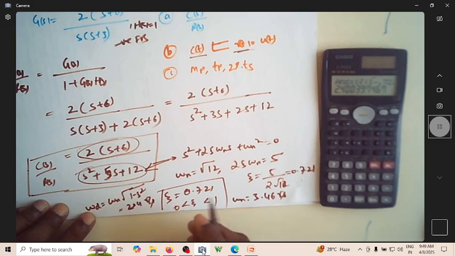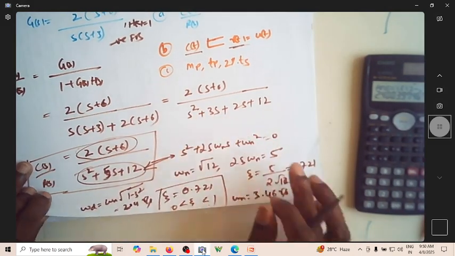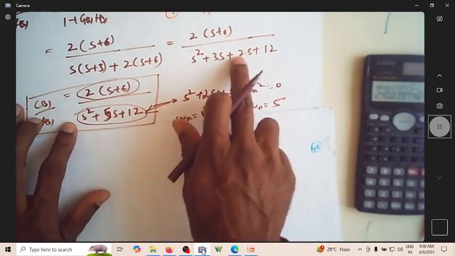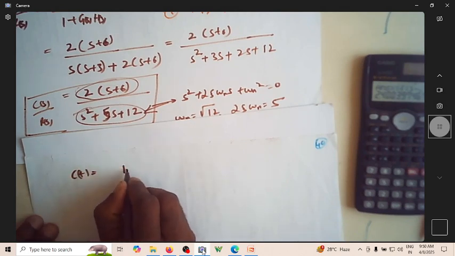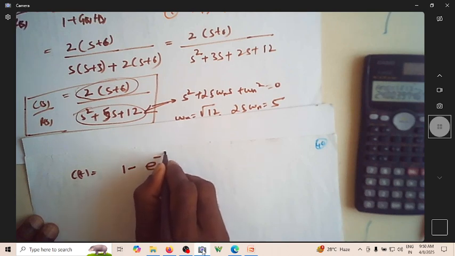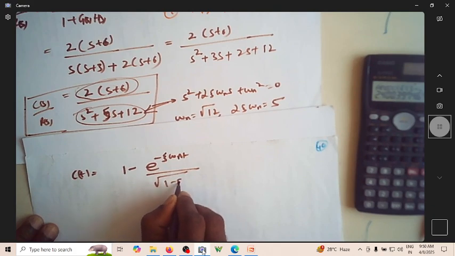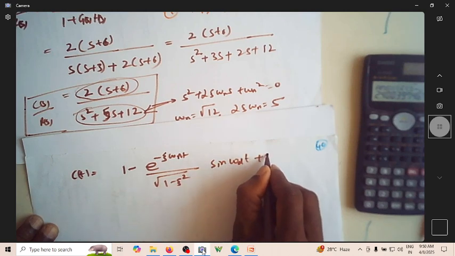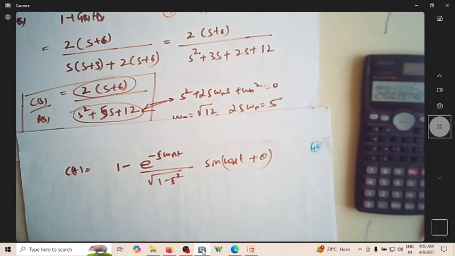This is omega d. Now for a second order system, C of t is given by 1 minus e power minus zeta omega n t by under root of 1 minus zeta square, sine omega d t plus theta. This is my expression for C of t for a unit step input for a second order system.